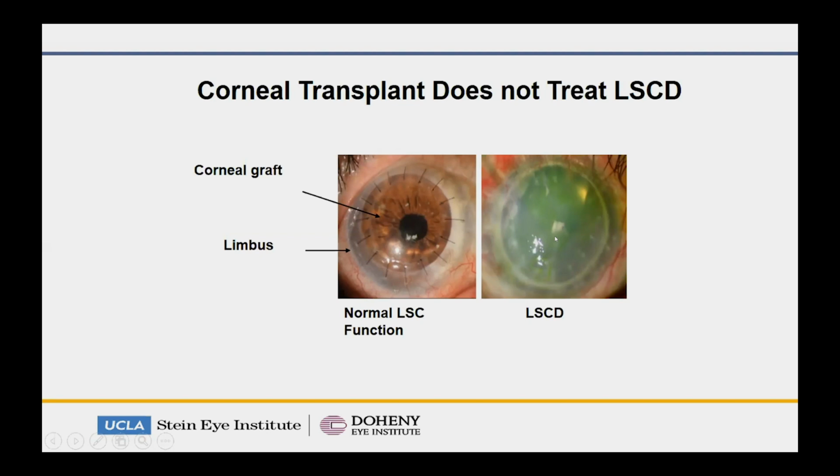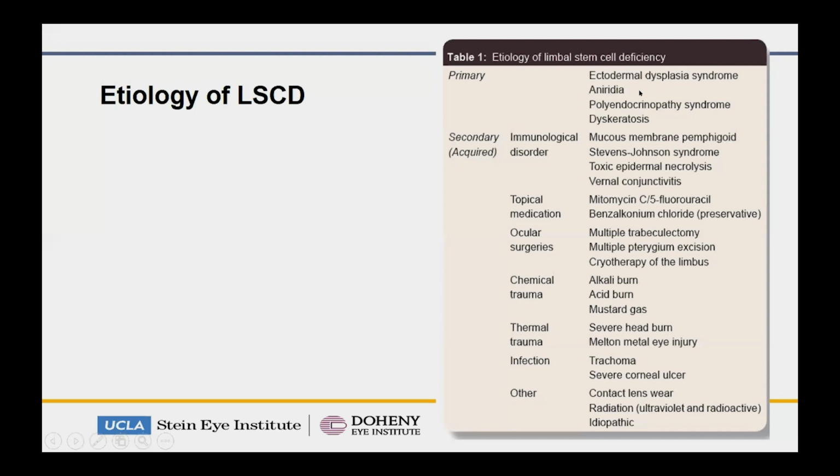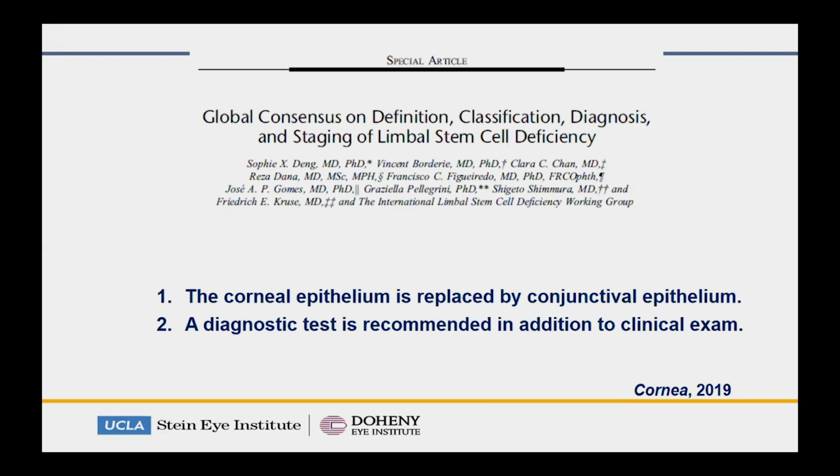The cause of limbal stem cell deficiency could be genetic disorders or injury. Any injuries to the limbus can lead to stem cell deficiency, which include chemical injury, contact lens wear, or chronic inflammation. It's not until recently that the first global consensus on this disease entity was developed.